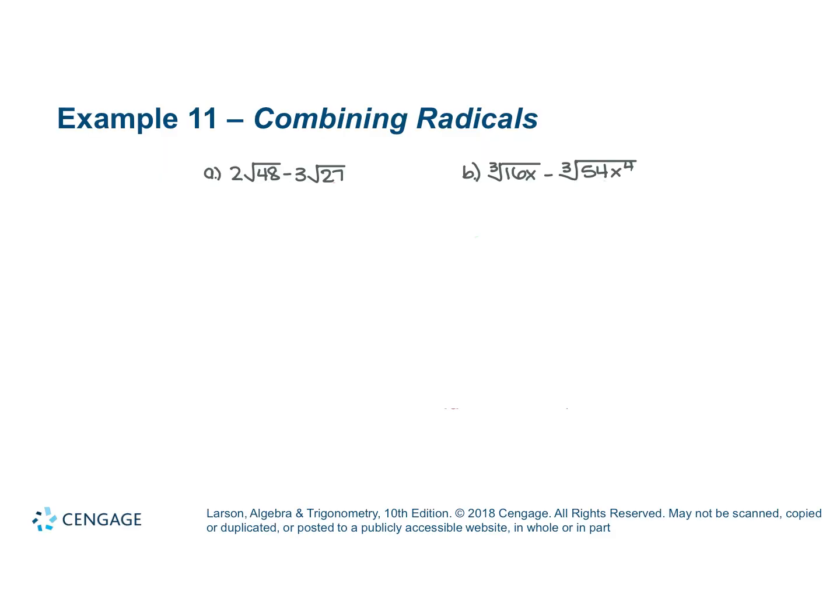All right, next page. Combining radicals. When we are adding or subtracting, you can only combine the radicals if you have the same radical. So I can only add square root 2 plus square root 2. We would just add the numbers out front. But I can't add square root 3 plus square root 2.